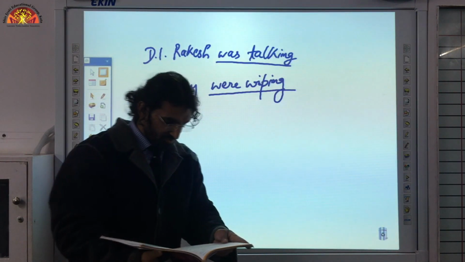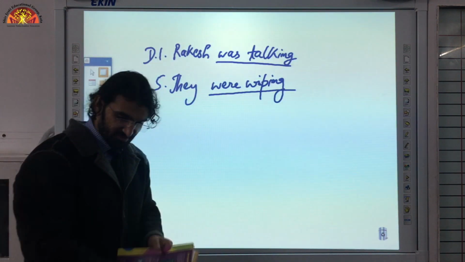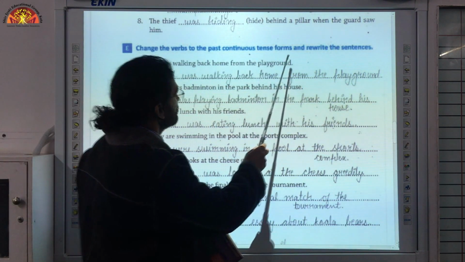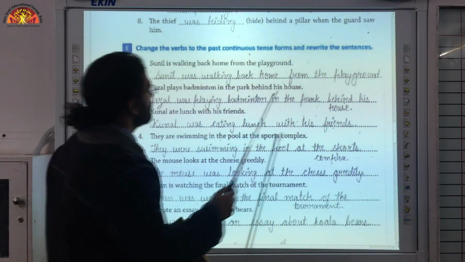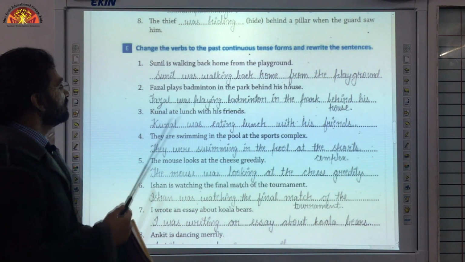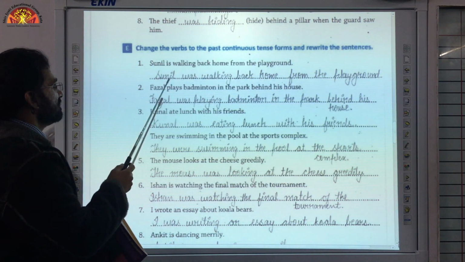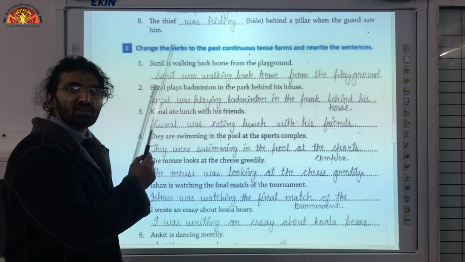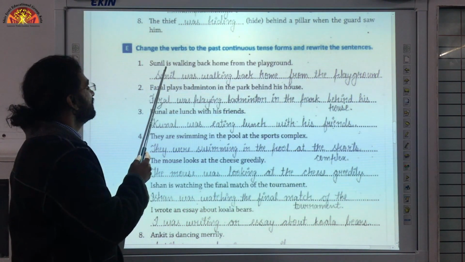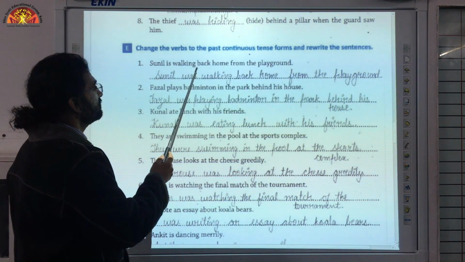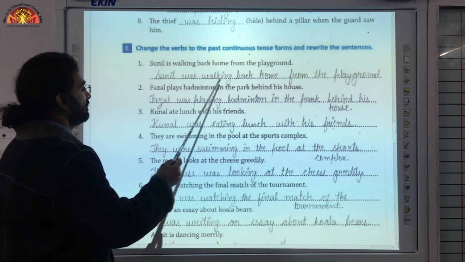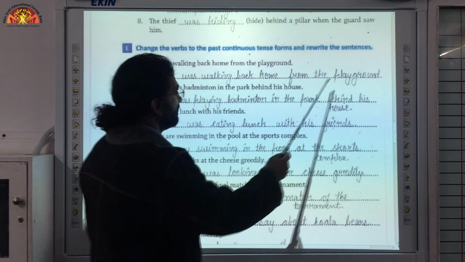Now we will move on to the next exercise, because I believe you can do the rest of them on your own. Exercise E, change the verbs to the past continuous tense forms and rewrite the sentences. Now we have to rewrite the whole sentence. We have to change the forms of verbs here. Sunil is walking back home from the playground. This belongs to present continuous. As you can see, the helping verb is of present tense, is. Sunil is walking. Now to make it of the past continuous tense, it's very simple. Sunil was walking back home from the playground.